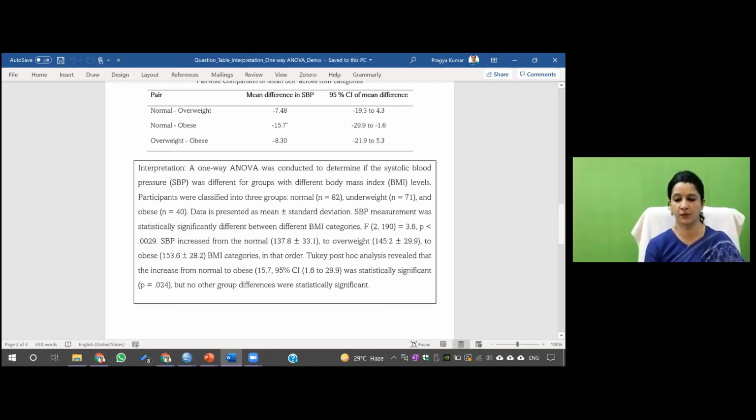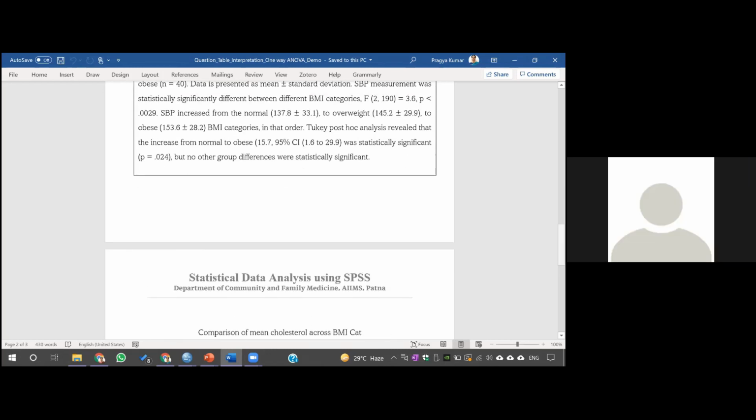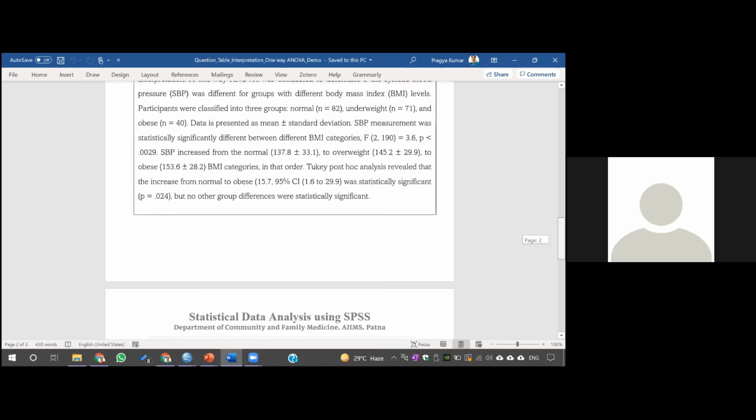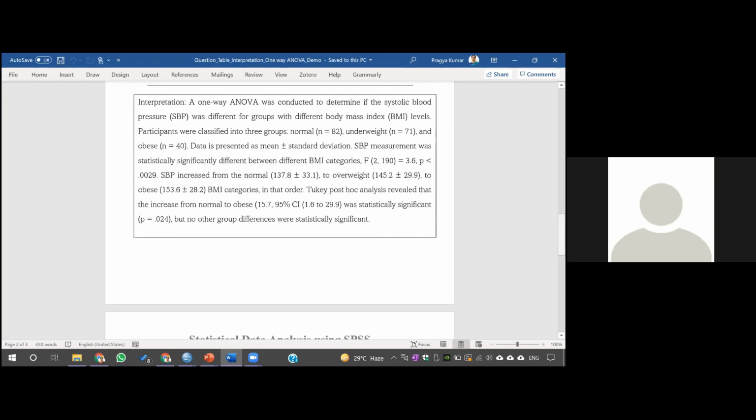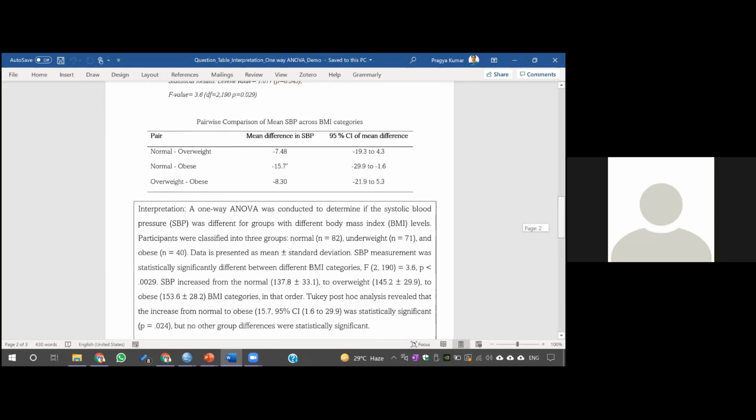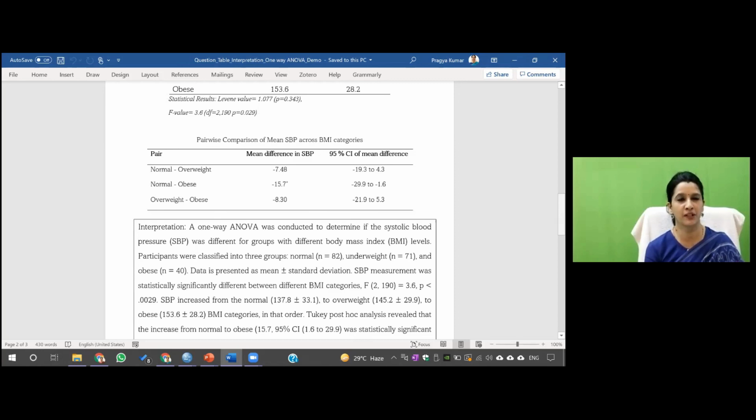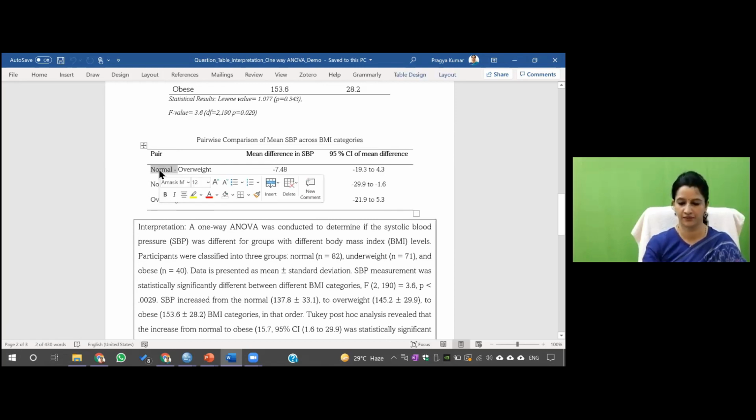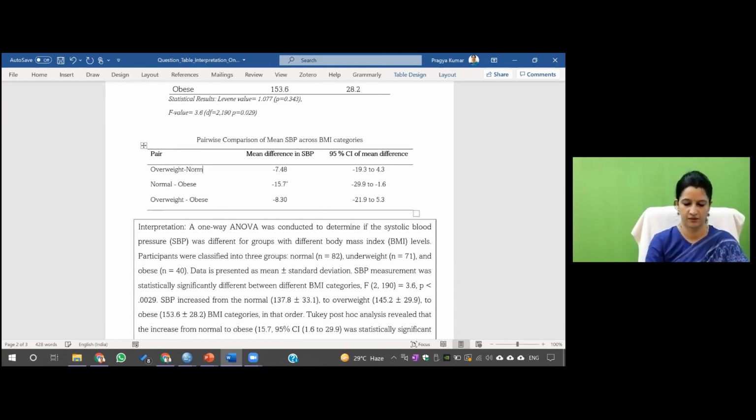Anybody, any other query? Ma'am, in the interpretation, Tukey's post hoc analysis revealed that there is an increase from normal to obese of 15.7, with a confidence interval of 1.6 to 29.9. But in the table there was a minus sign on 15.7. Yes, I said in the beginning that it should have been a positive sign. So I'll do it now. I'll delete this minus and remove this sign.